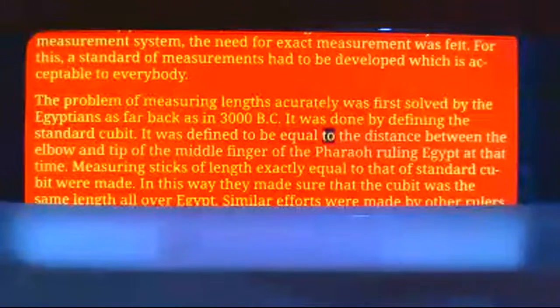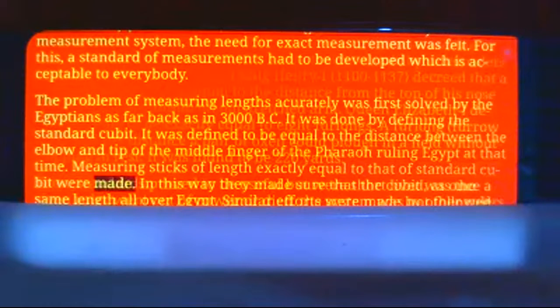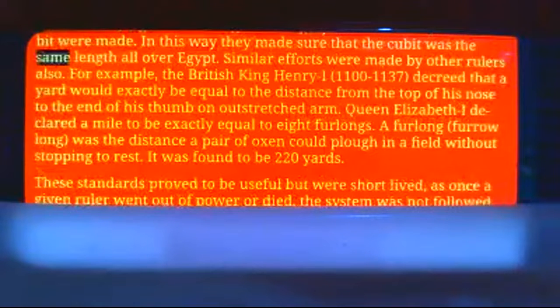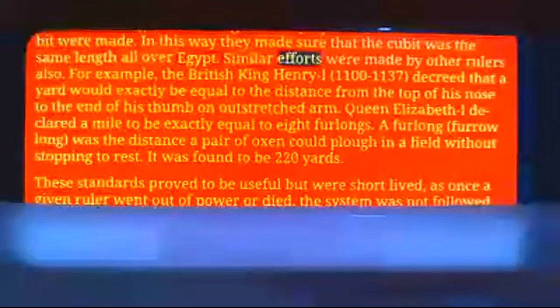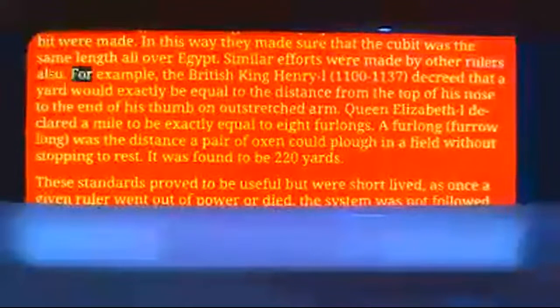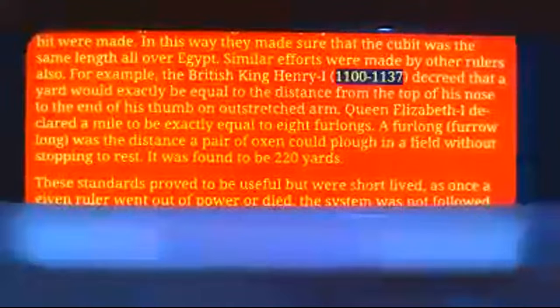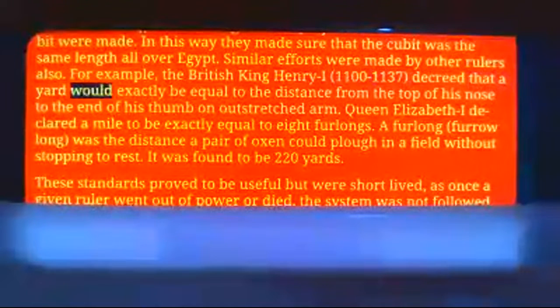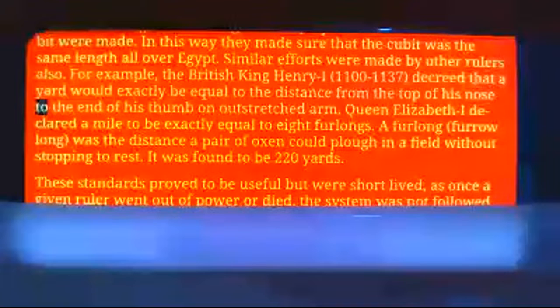It was defined to be equal to the distance between the elbow and the tip of the middle finger of the pharaoh ruling Egypt at that time. Measuring sticks of length exactly equal to that of the standard cubit were made. In this way, they made sure that the cubit was the same length all over Egypt. Similar efforts were made by other rulers also. For example, the British King Henry I, 1100-1137, decreed that a yard would be exactly equal to the distance from the top of his nose to the end of his thumb on an outstretched arm.